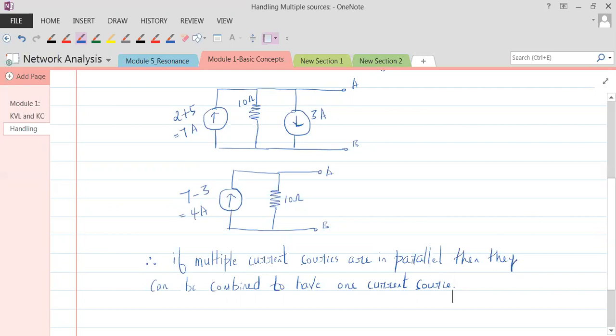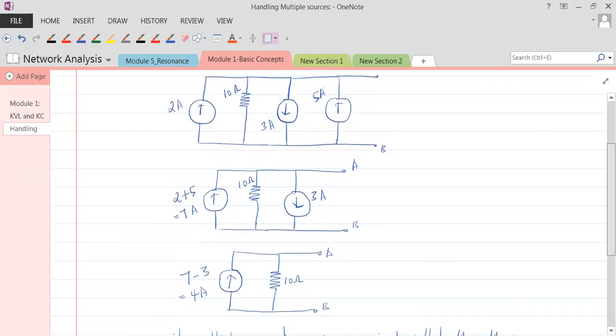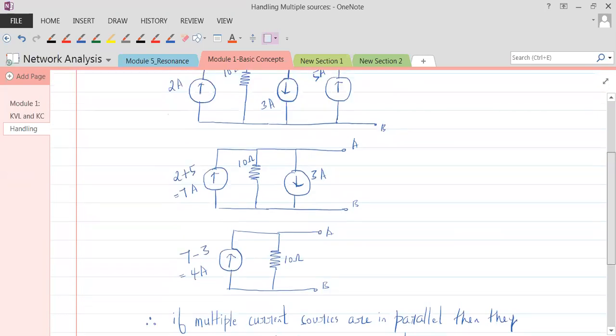See, earlier we had 3 current sources. Now we have just one current source. We combine this 2 amperes, 3 amperes, 5 amperes to get 4 amperes. So when do we add? The currents in the same direction are added. Then the currents in opposite directions are subtracted, and the resulting current would be flowing in the direction of the dominating current. That's it.